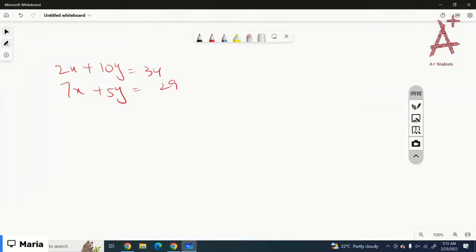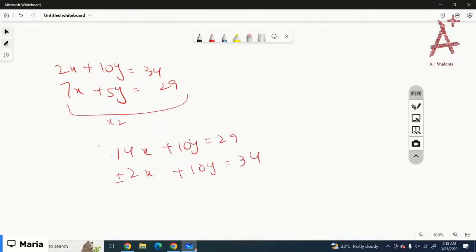Okay, let's just solve the equations and calculate the values. You have to use the elimination method. So let's just multiply this equation by 2. Got it? 5 times 2 makes 10. Then you can subtract them. So it would be 14x plus 10y equals 29. Just subtract now both the equations. 2x plus 10y equals 34.